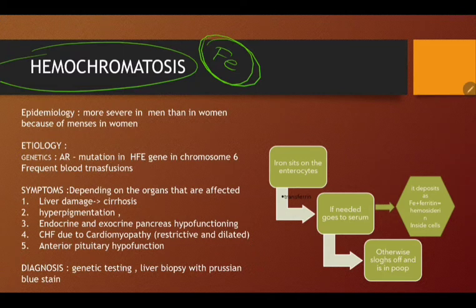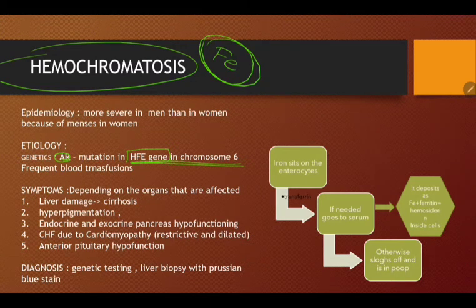Genetic because it'll be autosomal recessive. There'll be a mutation in the HFE gene in chromosome 6. What you need to know is that the HFE gene regulates how much iron goes into the bloodstream. So if there is no gene that regulates it, too much iron is going into the bloodstream and too much iron is going into the enterocytes.